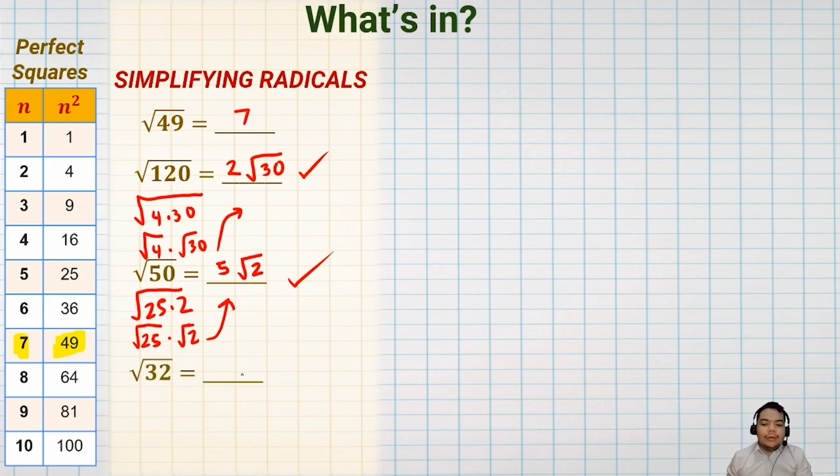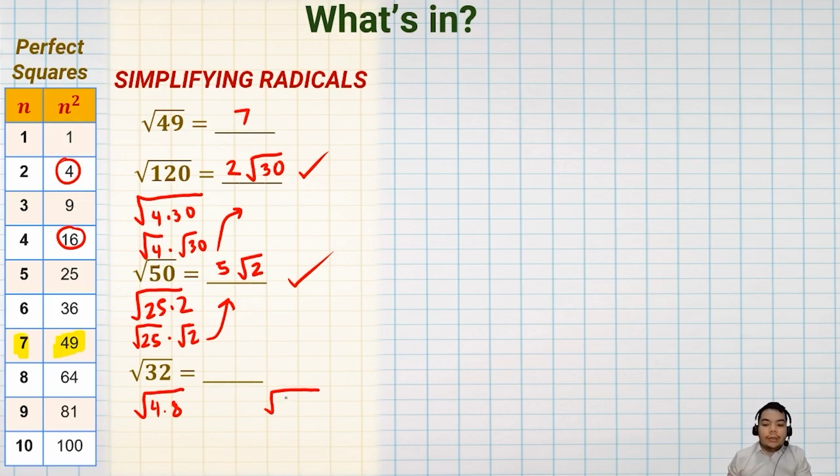Now, we have square root of 32. Yes, you might be thinking about these two factors. I may have square root of 4. Let's consider 4 times 8. That's 32. Or you may also consider this one, 16.